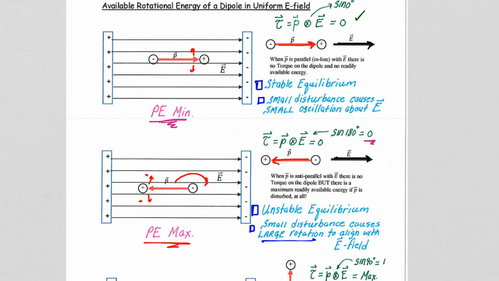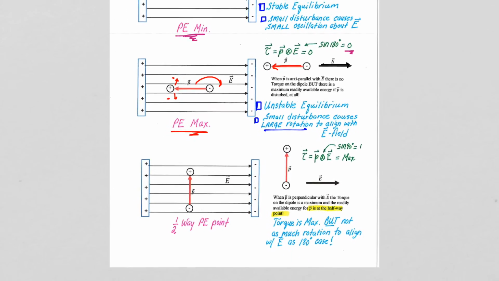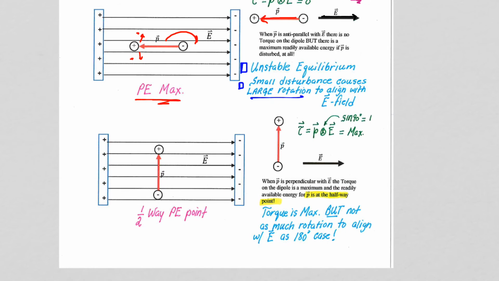Well, the other important orientation for us to look at and understand is this halfway point. Again, by way of torque, we can see that we have a maximum torque. This is where energy and torque diverge a little bit for us: maximum torque right at 90 degrees. However, we are certainly not at the maximum ability to rotate. We're actually at a halfway point to rotate.